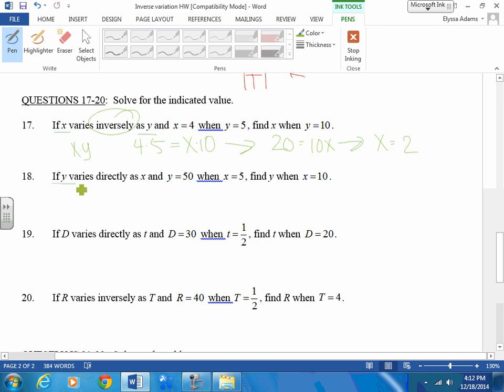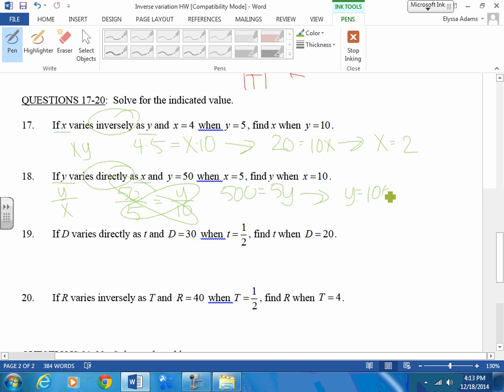For 18, Y varies directly as X. This is direct, so we're dividing. Y divided by X. So I've got 50 over 5 is equal to Y over 10. Here's where we cross multiply. 500 equals 5Y. Divide both sides by 5. Y is equal to 100.